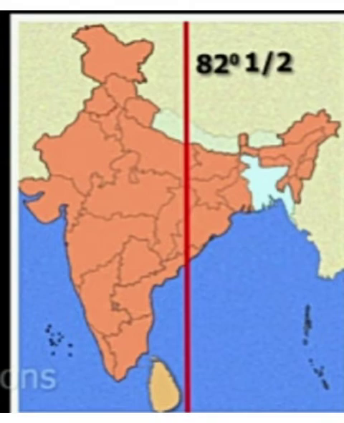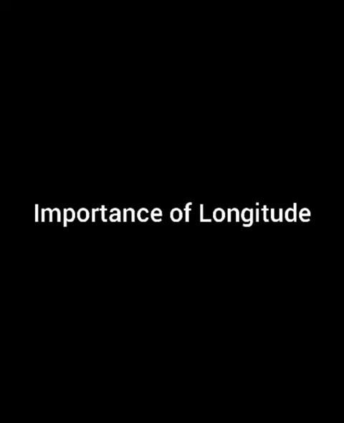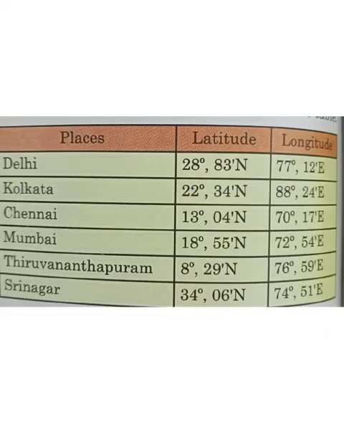These are the characteristics of the longitudes, and now we can see the importance of longitudes. The longitudes help to calculate the local time of a place, and if we know the latitude and the longitude of a place, we can locate it easily on the globe or a map.